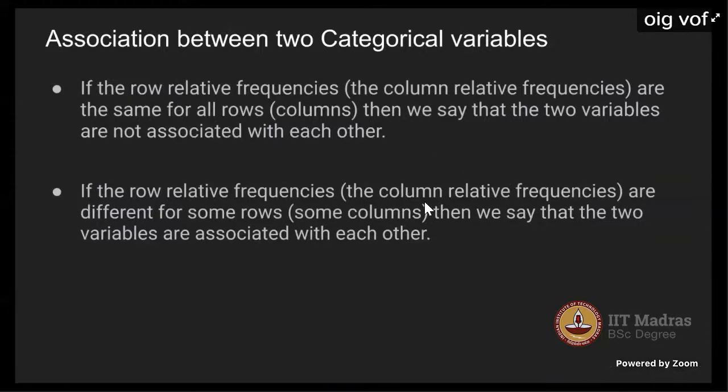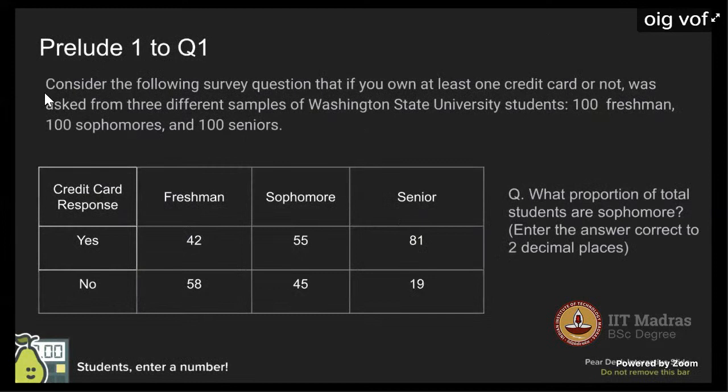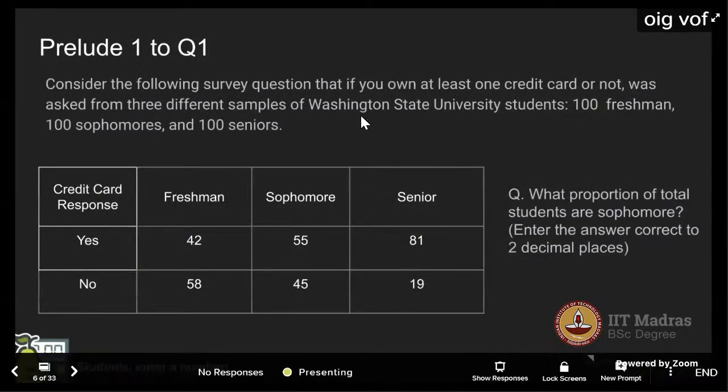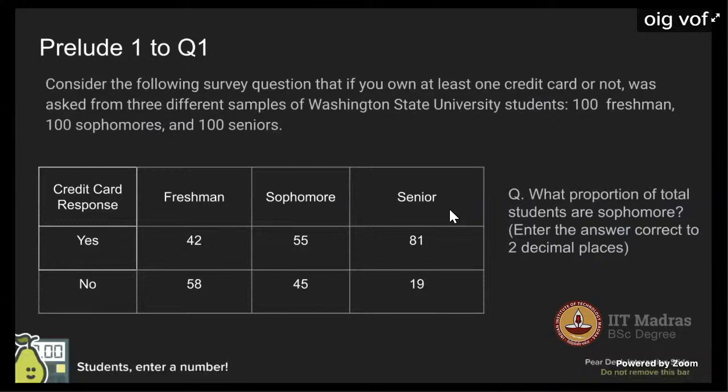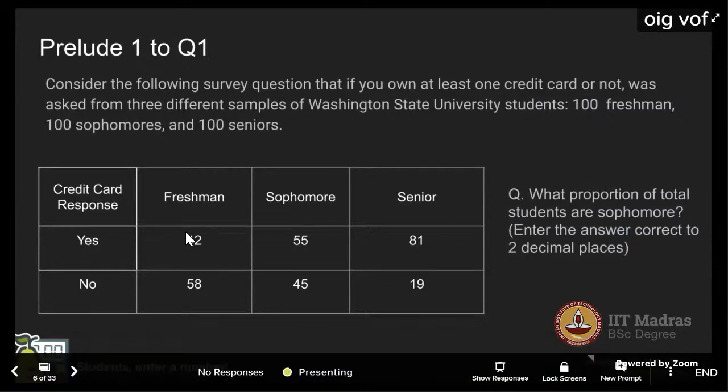Okay, so here is your first question. It's a college survey in which we are dividing students into 3 categories: freshmen, second year students, and seniors. And we have asked them whether they own at least 1 credit card or not. So this is the data recorded in the table. You have to answer what proportion of total students are in the second year.